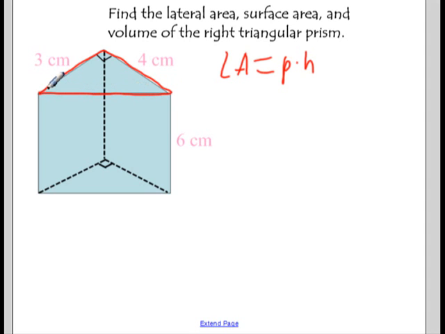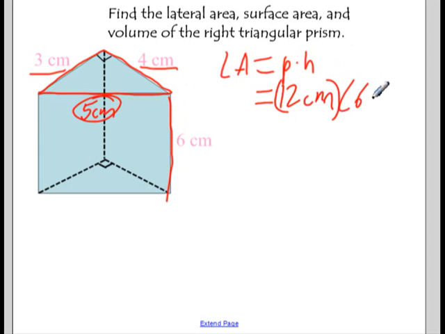But because it's a right triangle, you can use the Pythagorean theorem. Leg squared plus leg squared equals hypotenuse squared. And of course, you recognize that as a 3, 4, 5 triangle. So you can actually calculate the length of that third side. So the perimeter of that triangle is 12 centimeters. And the height of the prism is this distance here, that's 6 centimeters. And so our lateral area, the area of those faces, is 72 square centimeters.